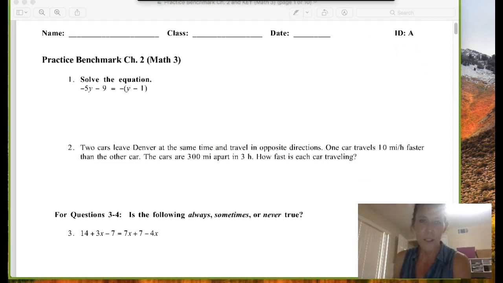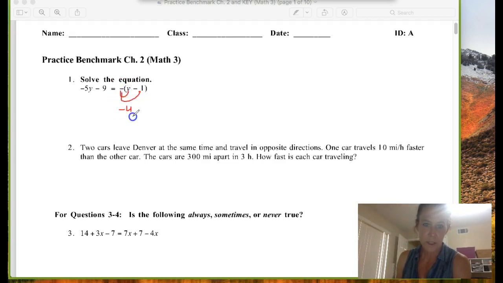All right, let's go over the first one. Solve the equation. So this just goes back to your basic equation solving skills. First thing you want to do when you solve equations is simplify either side before you work both sides. So let's simplify with the parentheses here and distribute the negative to both terms.